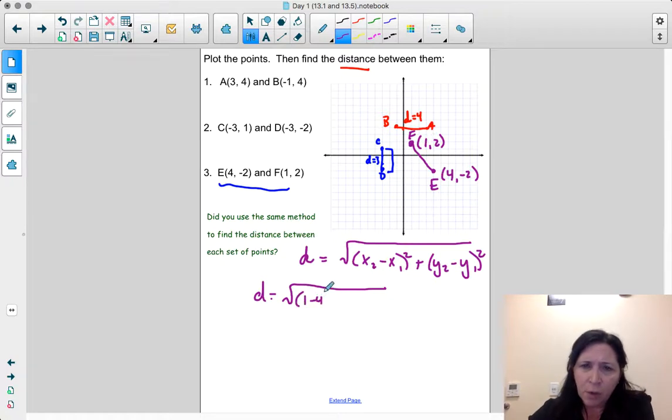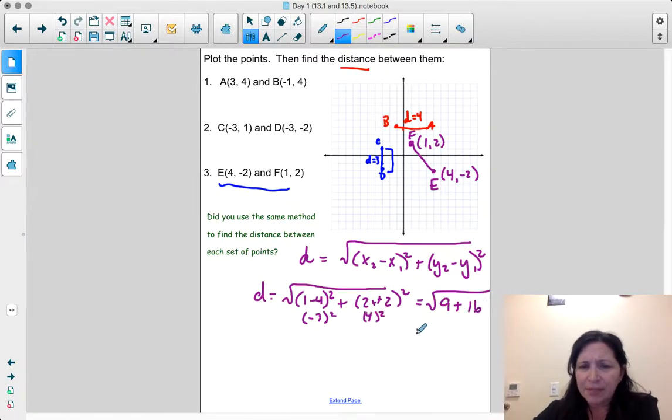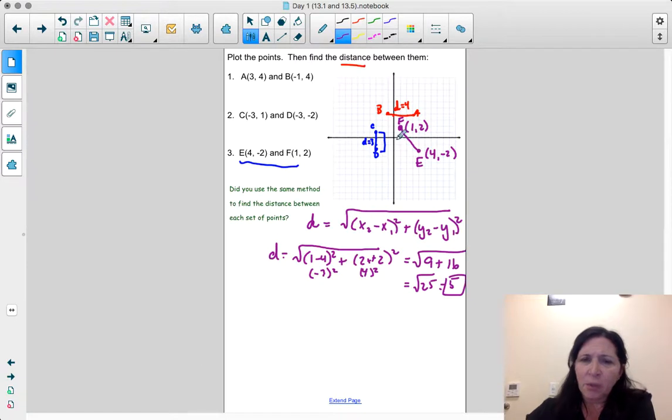So we're going to go 1 minus 4, quantity squared, plus, now I'm going to go 2 minus negative 2, so parenthesis 2 minus negative 2 squared. What that becomes is 1 minus 4 is negative 3, but negative 3 squared is 9. So this is the square root of 9 plus, and then 2 minus negative 2 makes plus, so that's 4. 4 squared is 16. 9 plus 16 is the square root of 25. Square root of 25 is 5. And that's my answer.